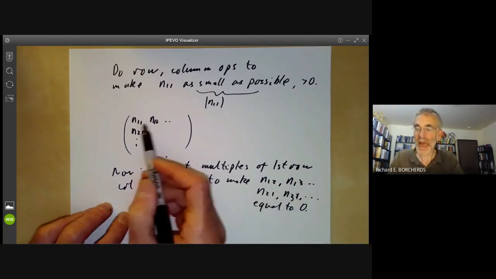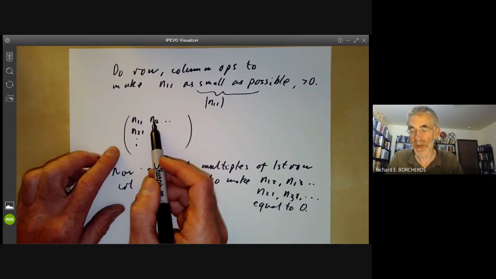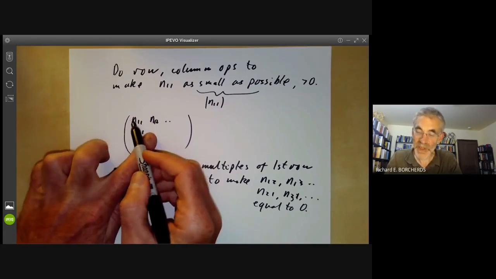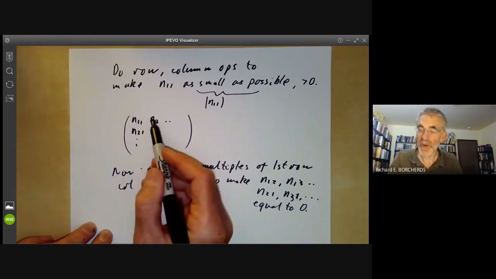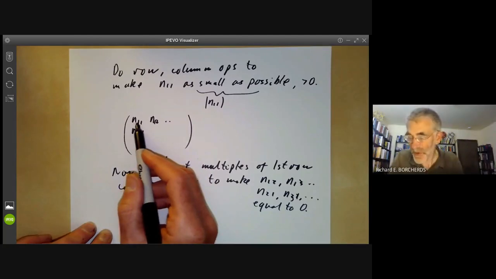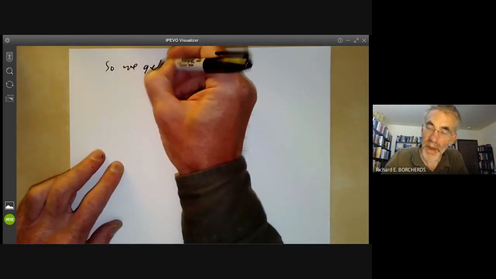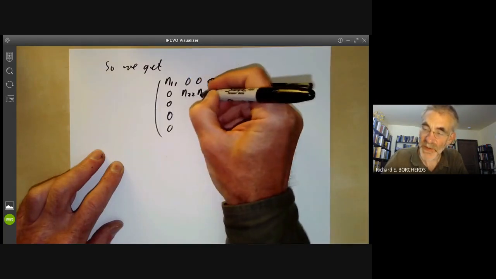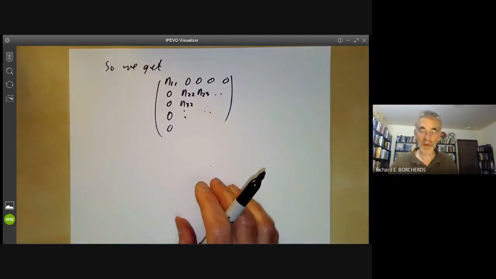Now we can do this because n12 must be a multiple of n11. If it wasn't, we could subtract multiples of n11 from n12 in order to get a remainder that was smaller than n11, and then we could just switch the columns by rearranging the generators and find a smaller positive number n11. So n11 divides all these, and therefore we can just clear them out by subtracting the first column from all the other columns and the first row from all the other rows. So we get n11, 0, 0, 0, and then n22, n23, and so on. So we can turn our matrix of generators and relations into this form.